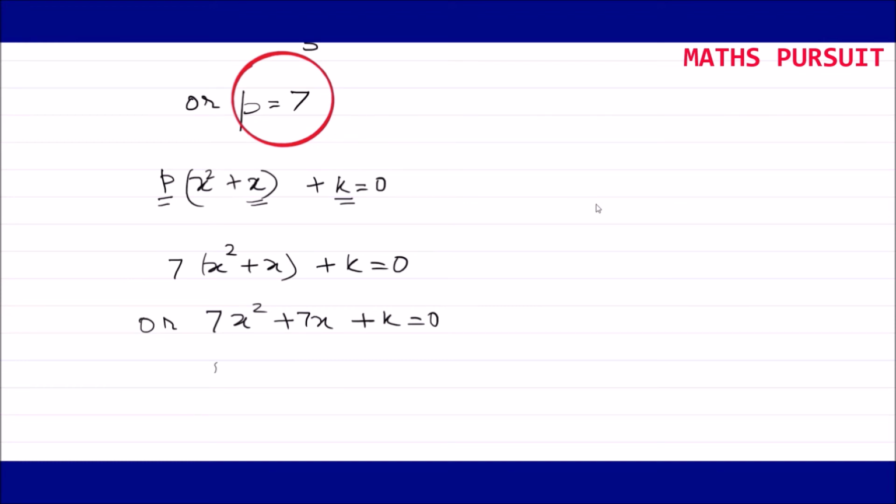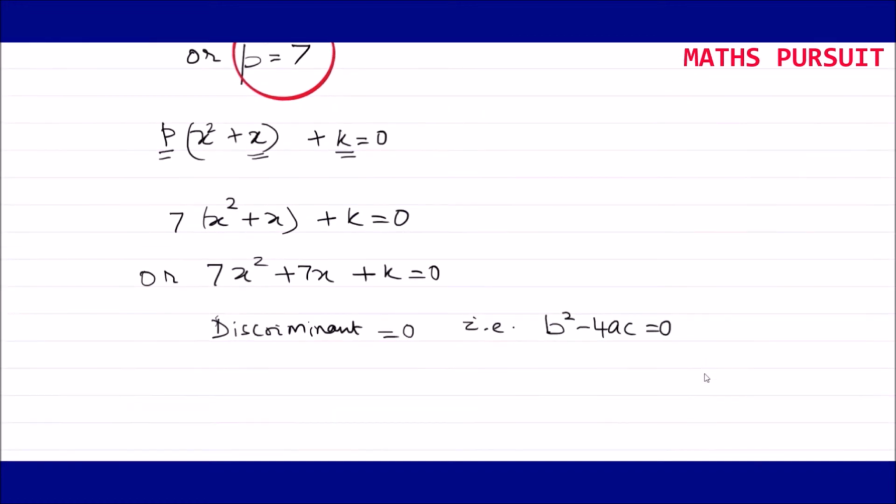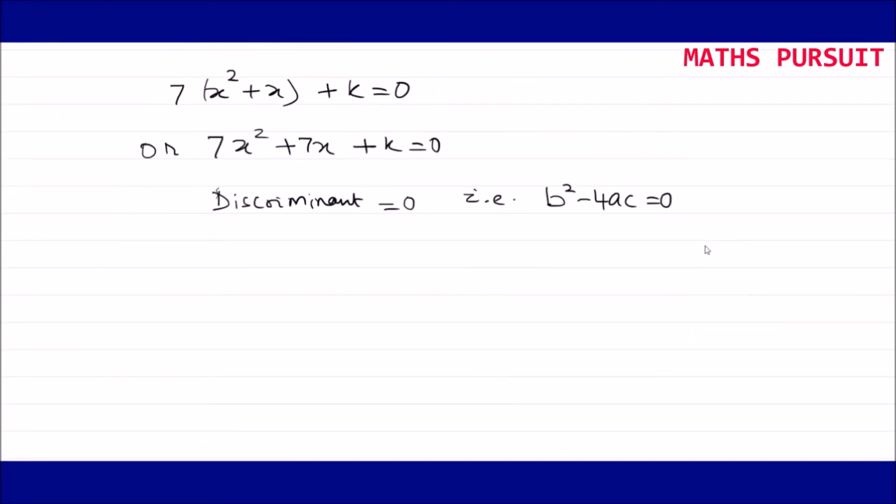That means the discriminant here is 0. Discriminant is 0 means b square minus 4ac is equal to 0, because as per the question this equation is having equal roots. So I am considering b square minus 4ac is equal to 0. Now if you realize, 7x to the power 2 plus 7x plus k is equal to 0 is of the form of the quadratic equation ax to the power 2 plus bx plus c is equal to 0.